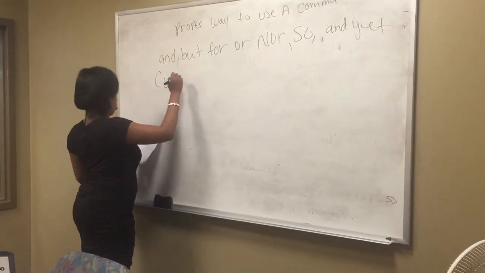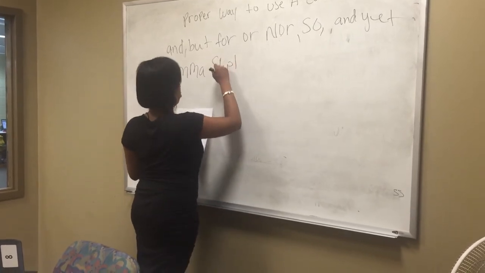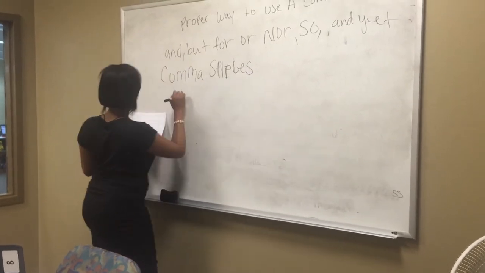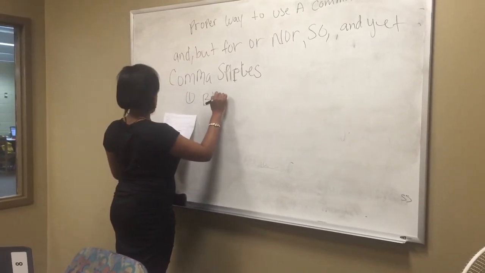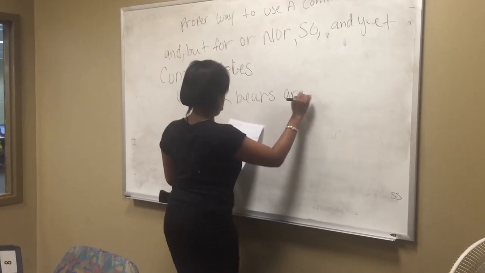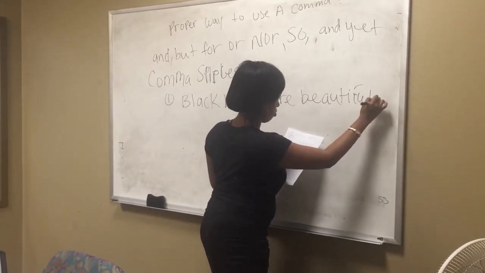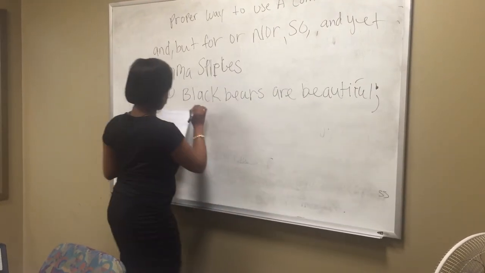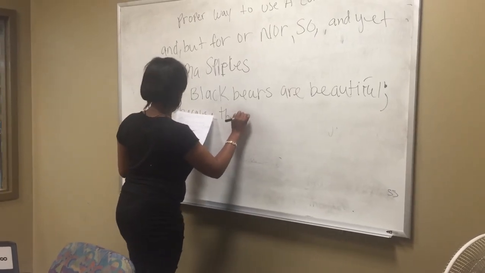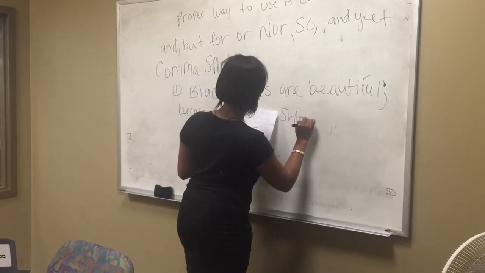Next, we'll be talking about comma splices. Here's an example: Black bears are beautiful; because they have shiny coats.